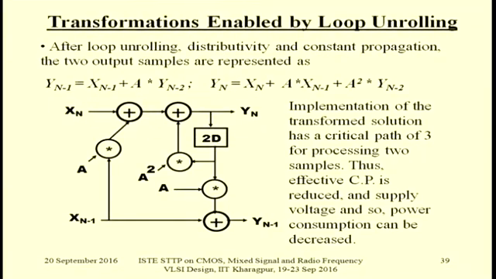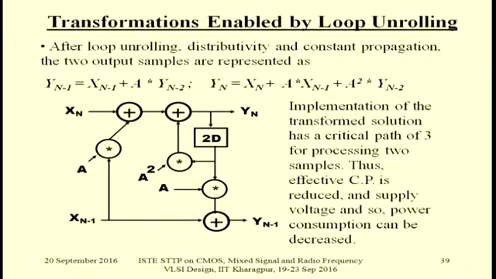Then what we do, essentially all the DSP operations are non-terminating. So there is a loop operation, and when you do the unrolling, assume that all the data are present, then you can afford to have all the computation performed in parallel. So after loop unrolling, distributivity and constant propagation, the 2 output samples are represented. Here, assume that this data is available, this data is available, okay? And what we do, you do some replication of the multipliers as well as adders. So 3 adders and 3 multipliers.